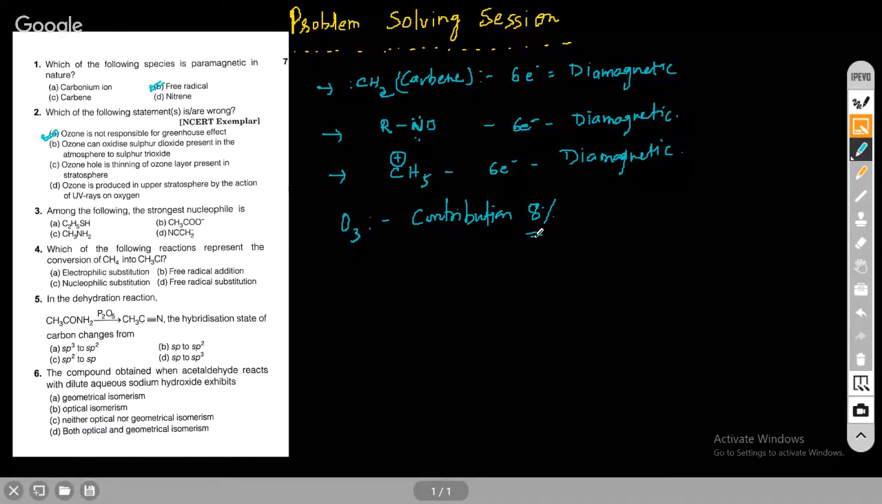Let me tell you again, this is not one specific chapter we are doing. This contains the questions of all different chapters which are there in organic chemistry, right? 2A, option A is correct, ozone is responsible. Question number 3. Which one is the strongest nucleophile?